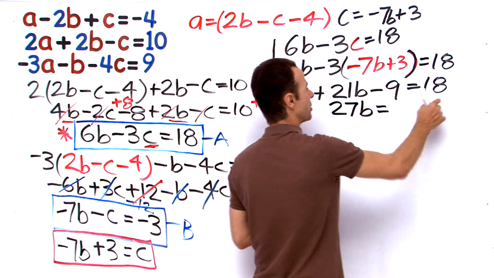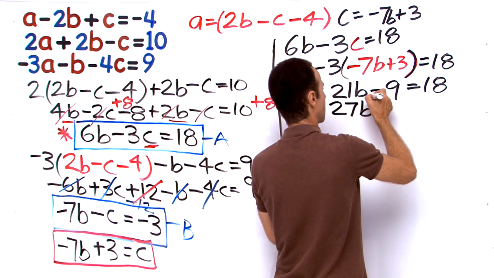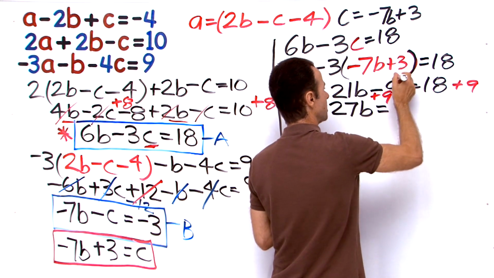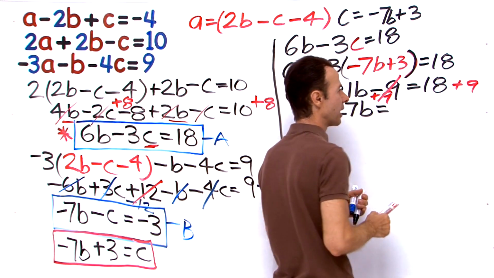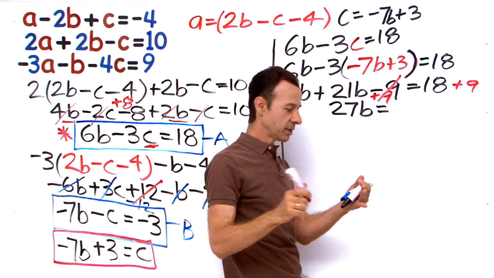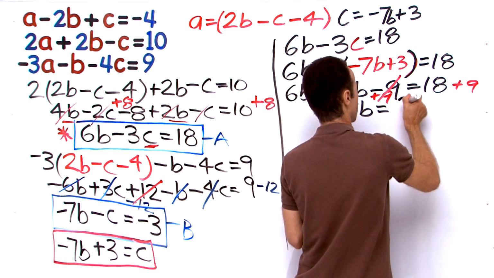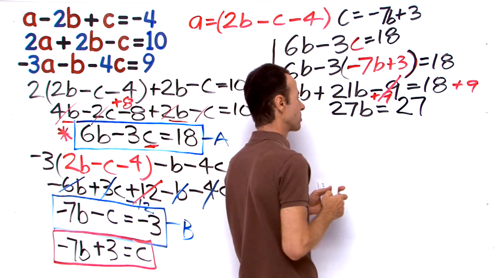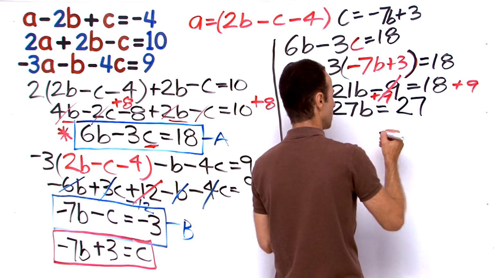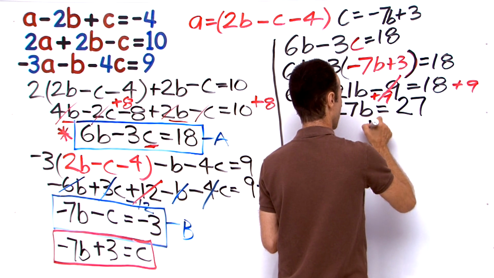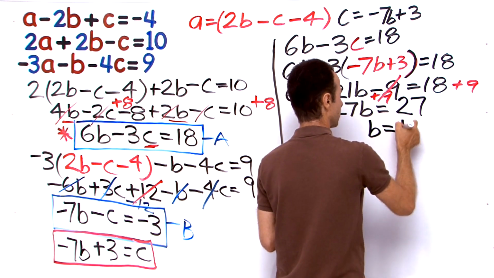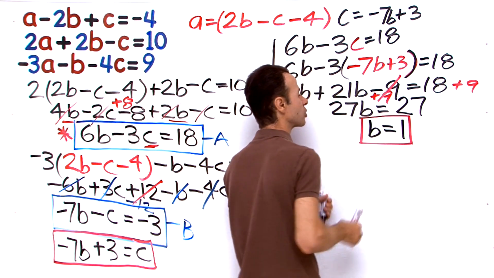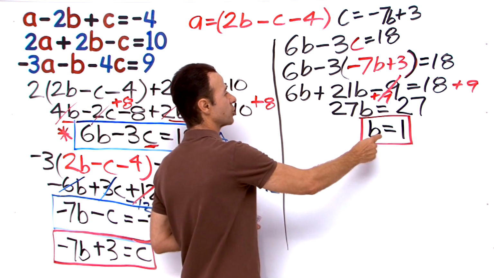equals, add 9 to both sides. So I'm going to add 9 plus 9 plus 9. So that disappears, that cancels. 18 plus 9, altogether that gives us 27. So 27b equals 27. Divide both sides by 27. Therefore, b equals 1. So that's one of our variables. We've solved it. There's one variable. b equals 1.